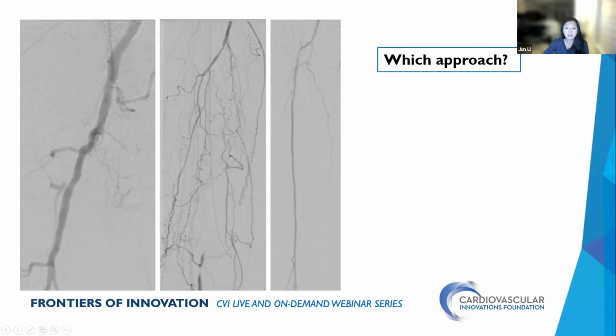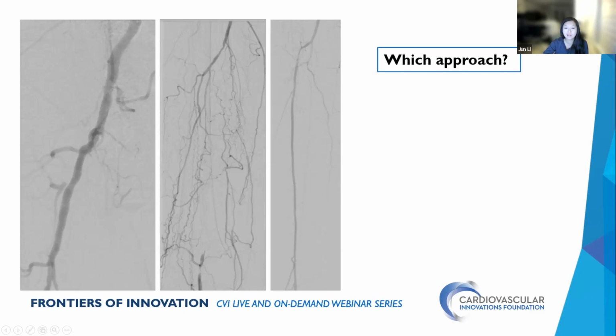And here you can see the long segment CTO with reconstitution at essentially the P2 segment. There's actually a really good anterior tibial artery with a little bit of moderate blockage proximally, and the TP trunk, posterior tibial and peroneal are all occluded. So which approach would you take based on Matt's algorithm? Would you go antegrade? Would you go retrograde?